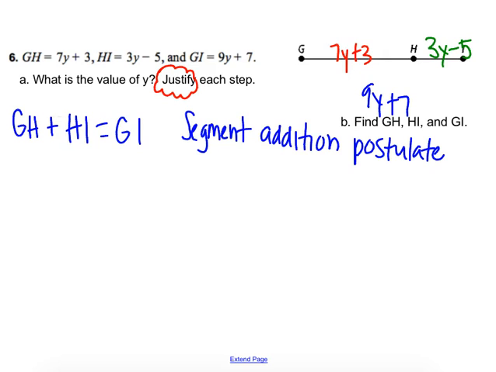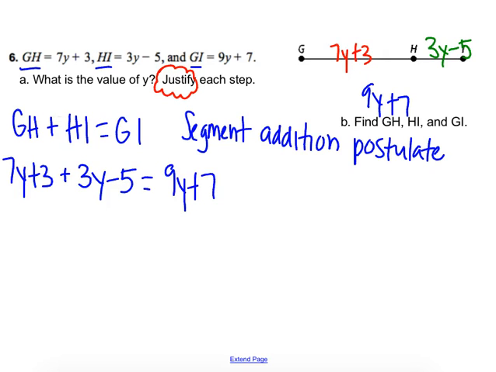Okay, now what else do we know? Well, they told us what GH, HI, and GI stood for, so let's plug it in. So GH is 7y plus 3. Now just copy down plus. Now what's HI equal? 3y minus 5. And GI equals 9y plus 7. So how do we get from the first step to the second step? We just substituted. Substitution property.